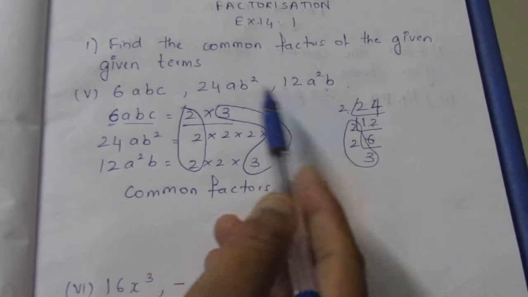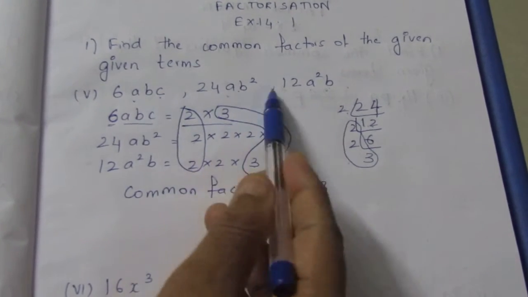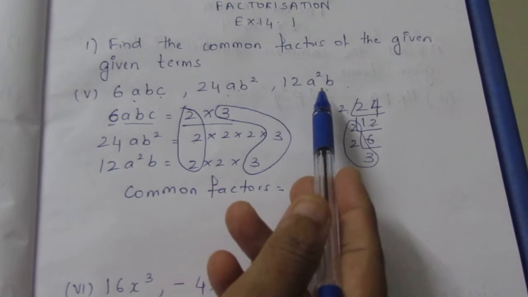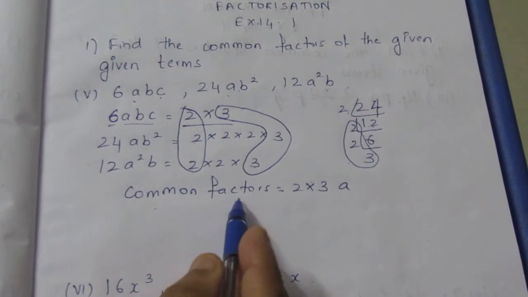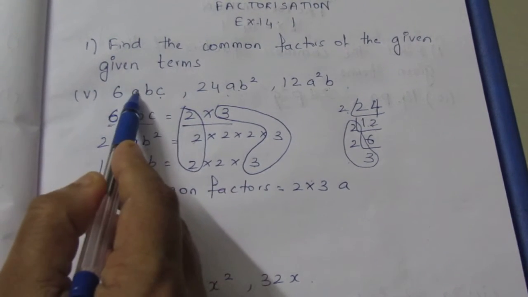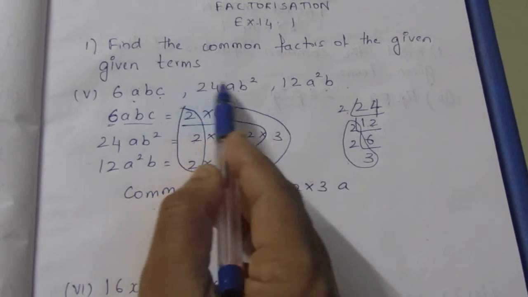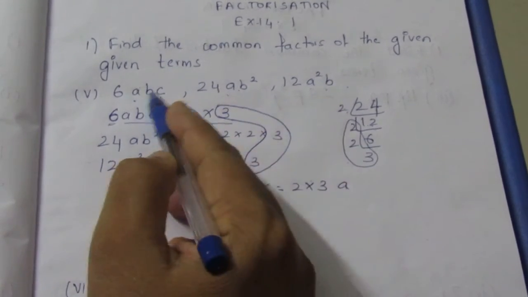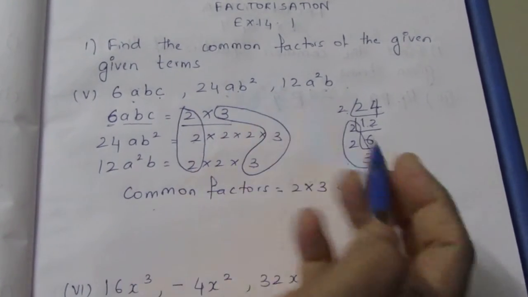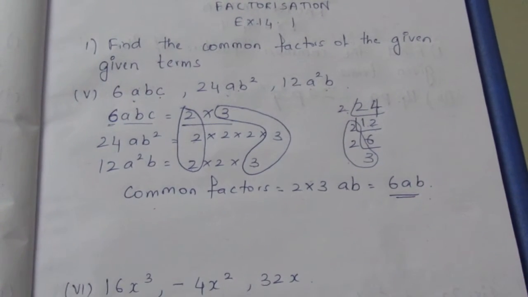If we check the variables, here we can see A, B, C, here A and B, then A and B. So C is not there, so C will not be common to all the 3. We'll go with A first. For the common factor we need to take the least power. Here the power of A is 1, here also 1, here it is 2. So the least power is 1. So A power 1 will be your common factor. Same way for B, the least power is 1. So common factor is 6AB.